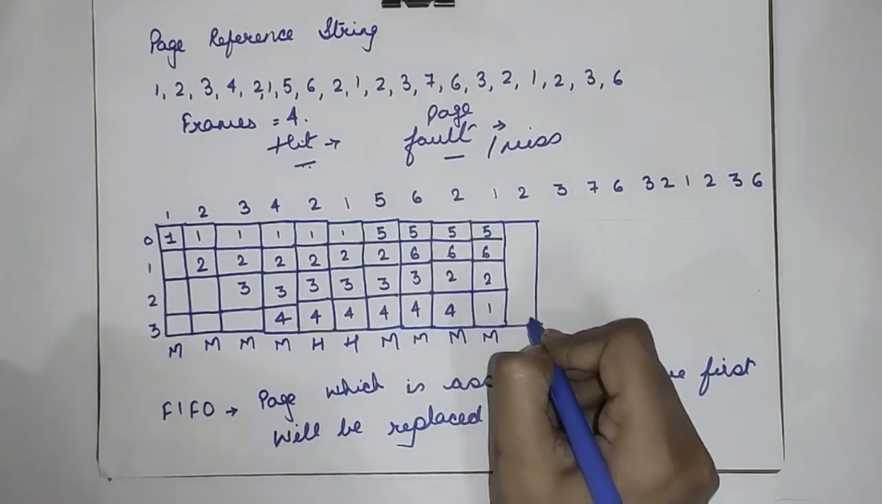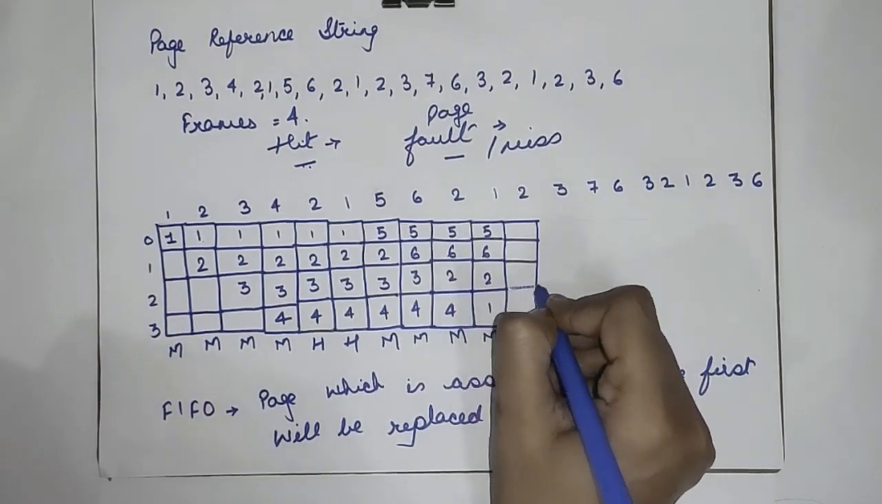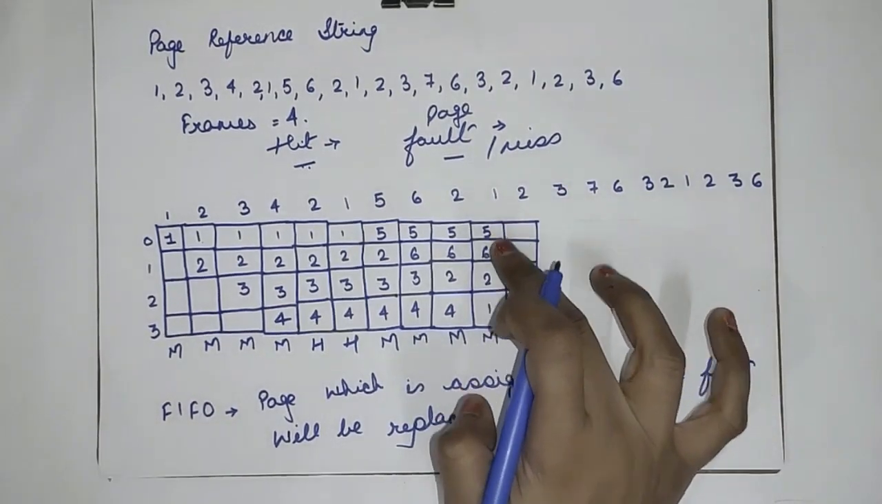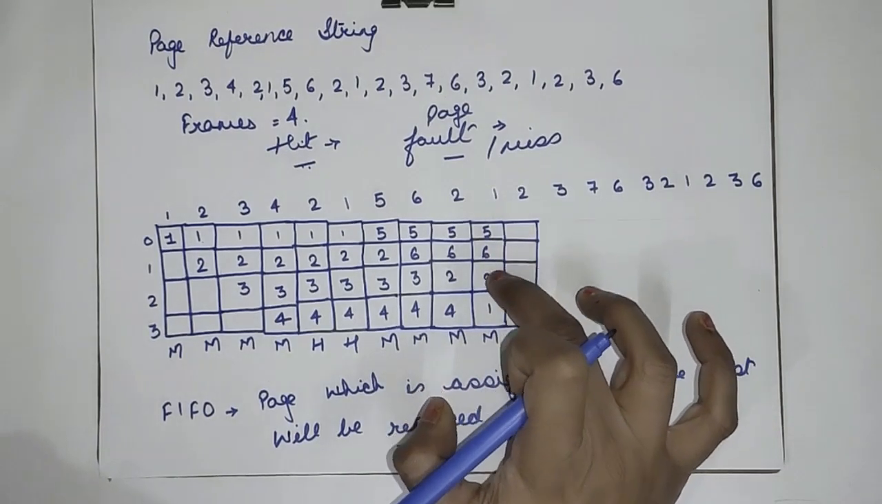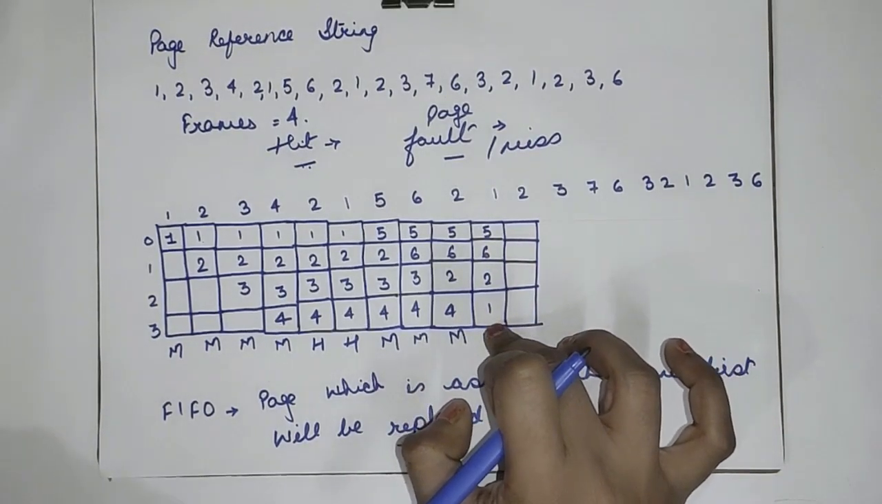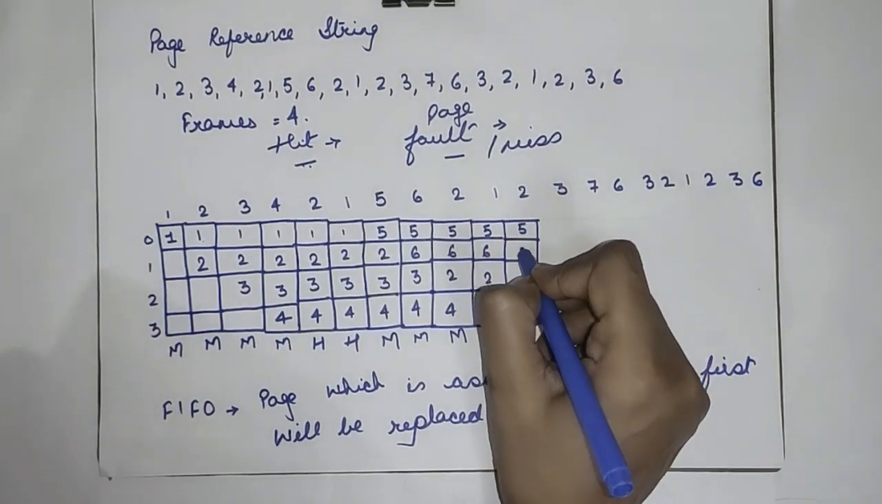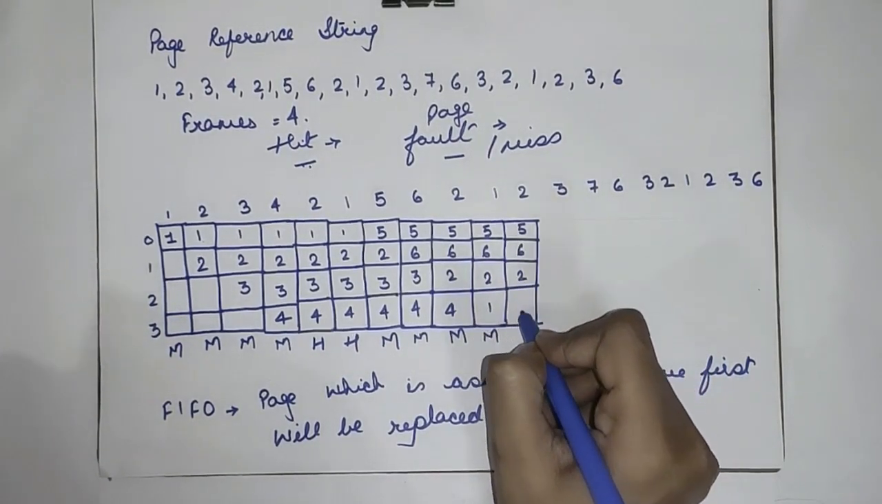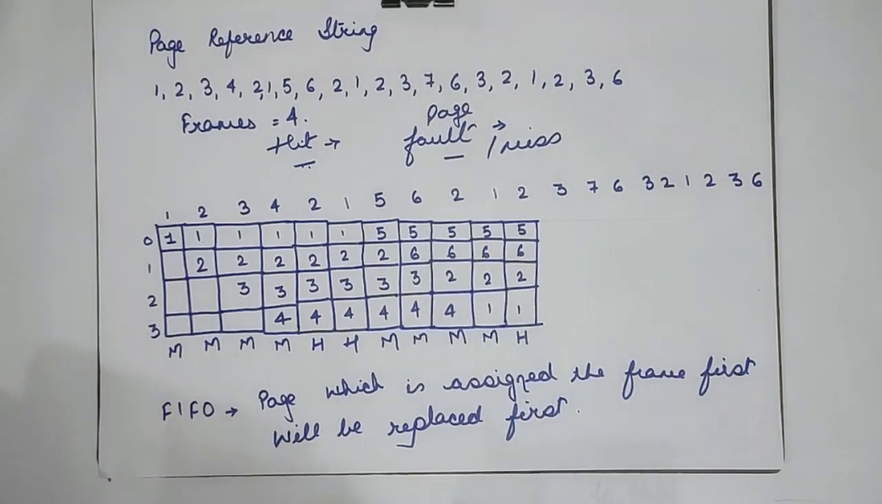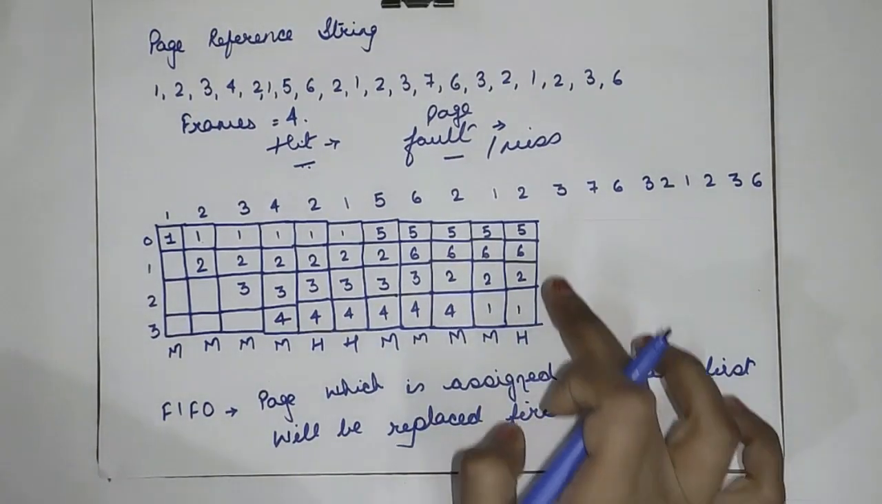Next in sequence is 2 again. So I'll check whether 2 is present in memory. 5, 6, 2 and 1. So 2 is present in memory. So obviously I got a page hit. So 5, 6, 2, 1. I got a hit, so I'll write H over here.